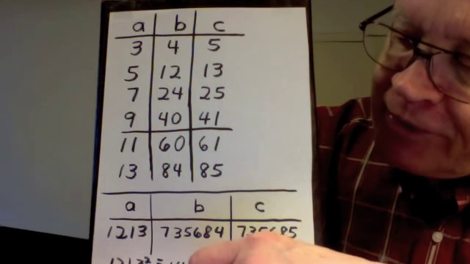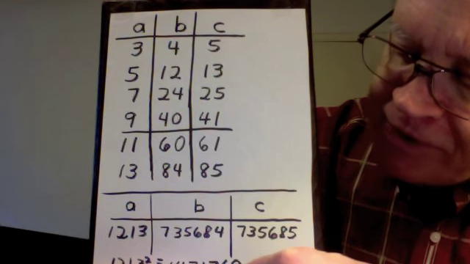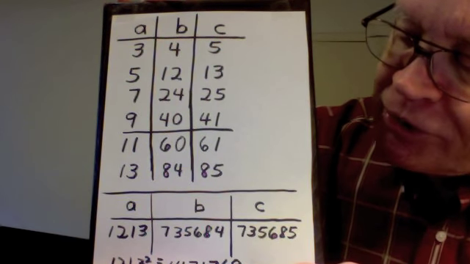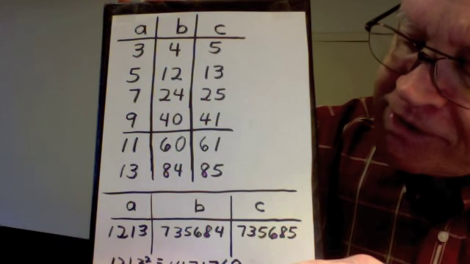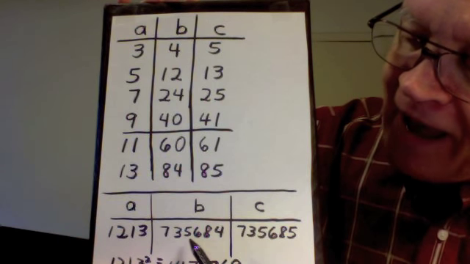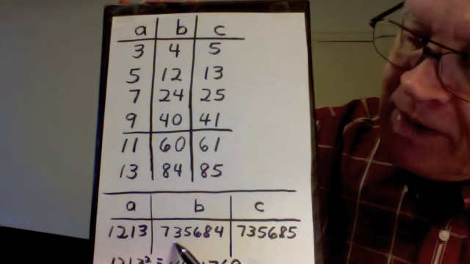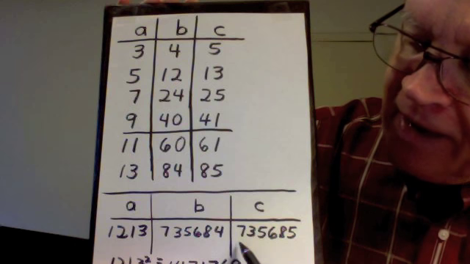Well, 1,213 squared is 1,471,369. If you divide that by 2, we have 735,684 and a half. Take a half away and add a half. That gives us the other numbers in the Pythagorean triple, 735,684 and 735,685.